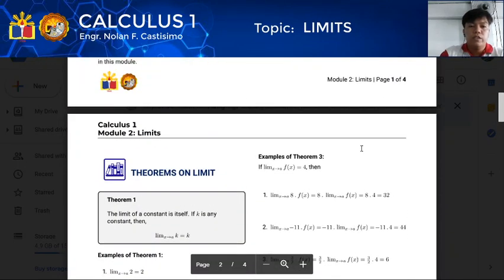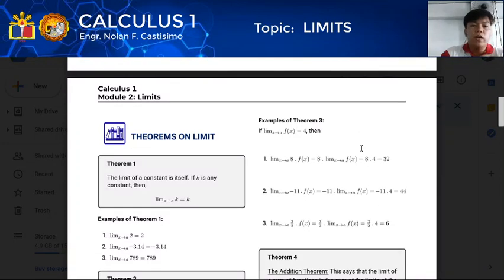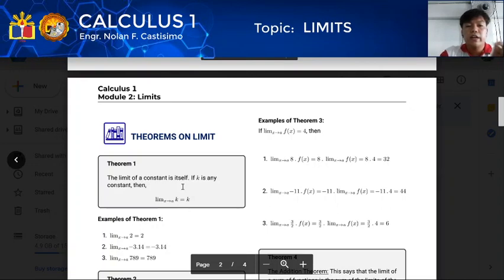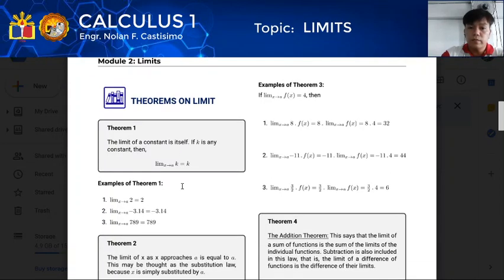First, theorems on a limit. Okay. We have the theorem 1. Ano yung nakalagay dyan sa theorem 1? Andyan yung the limit of a constant is the constant itself. If K is any constant, then limit of K as x approaches A is equivalent to K. Yan yung theorem 1 natin.